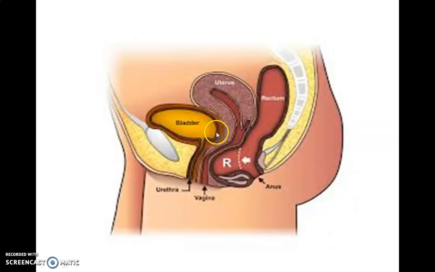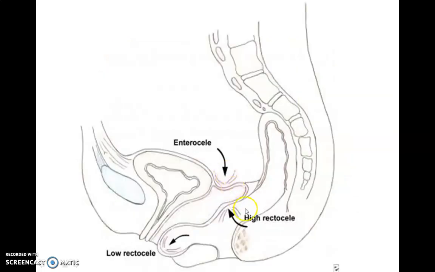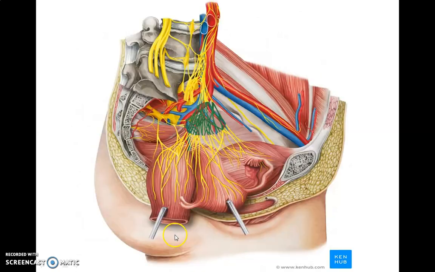Now this figure shows the rectocele. A diverticulum or pouch of the rectum will protrude into the nearby spaces. This is called the rectocele. This is the rectocele shown over here, which is shown anteriorly. If the upper part of the rectum is protruded, it is called the high rectocele, and if the lower part is protruded, it is called the low type of rectocele.